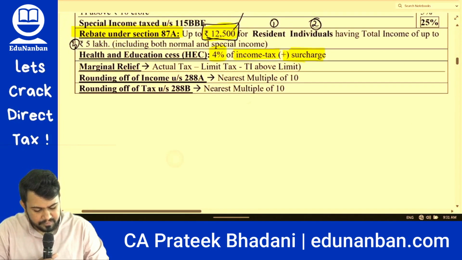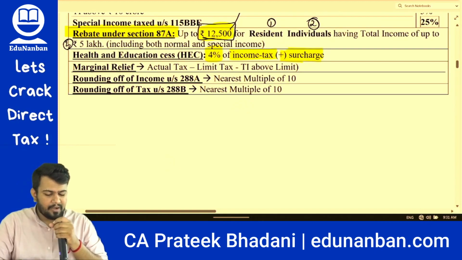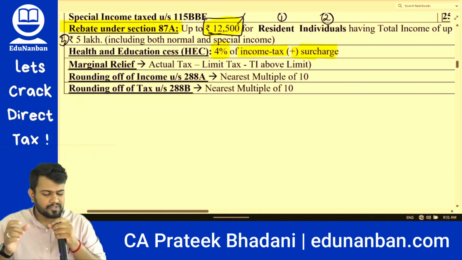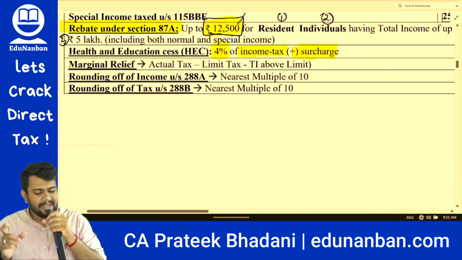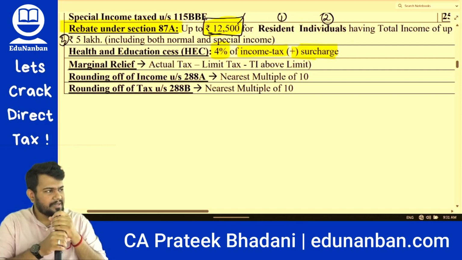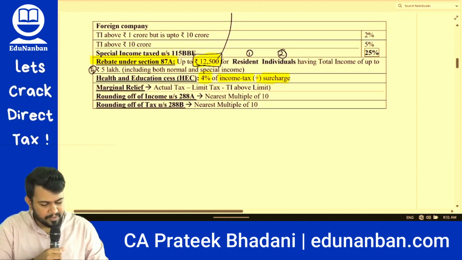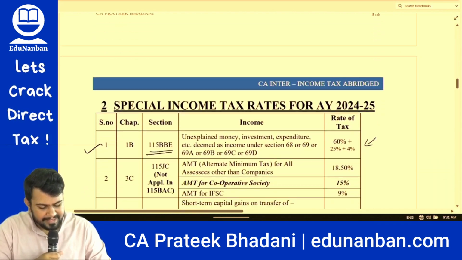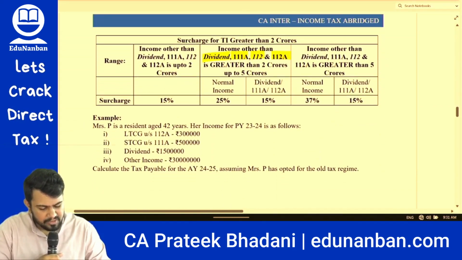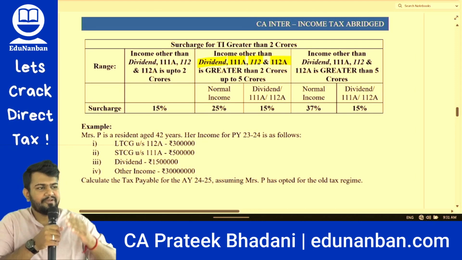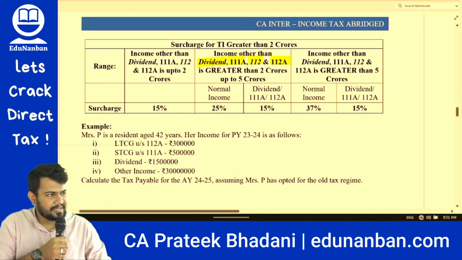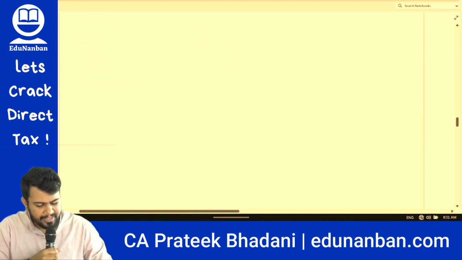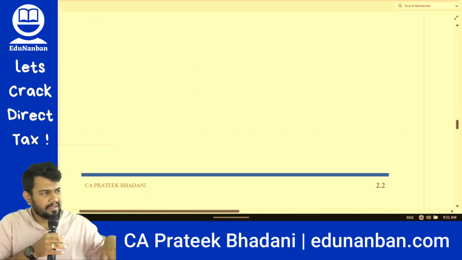And lastly, rounding off concept. Rounding off of income should be done to the nearest multiple of 10, and the final tax should also be rounded off to the nearest multiple of 10. Fine. There is special surcharge also, special rates of tax also, that we will discuss as and when we are studying those chapters later on. And at the end we will revise it once again.